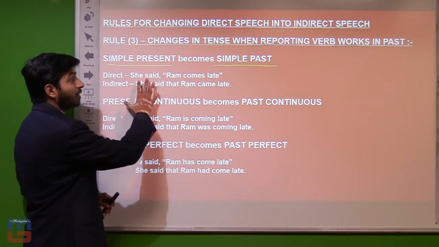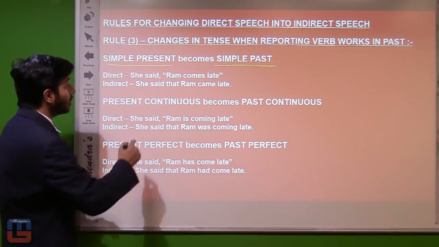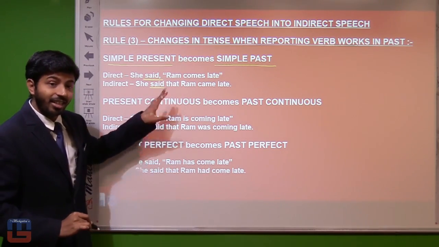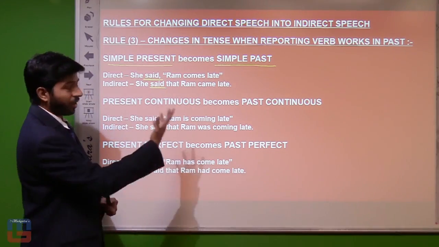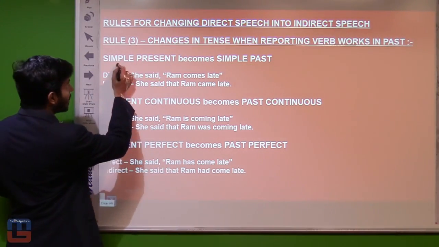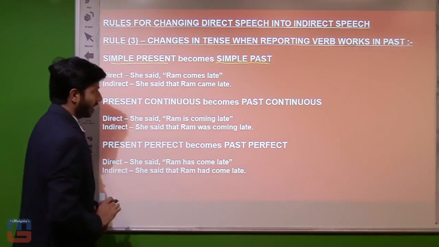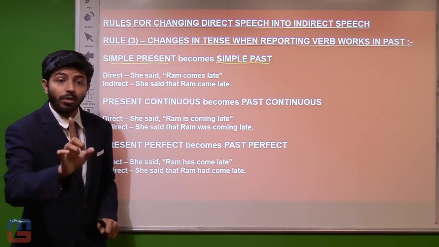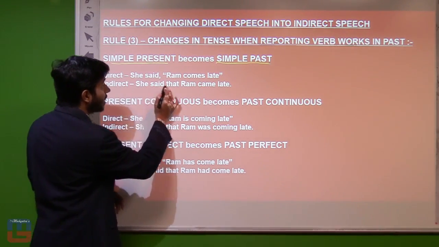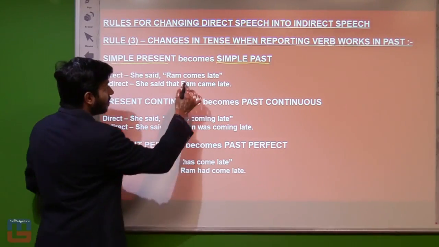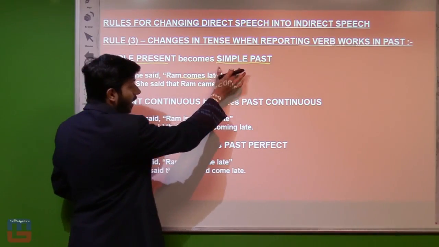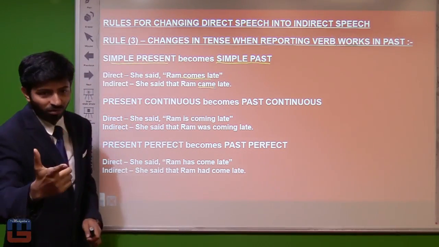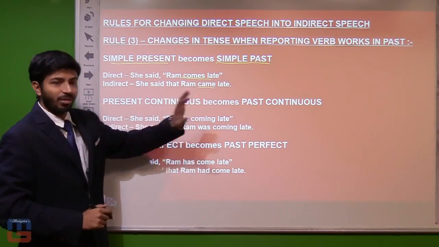When such types of changes occur, when your reporting verb is in past, like "said", then we change accordingly. So just have a look. Simple present becomes simple past. She said, "Ram comes late." This is an example of simple present. In indirect speech: She said that Ram came late. Comes is simple present, and simple present becomes simple past, because simple past is the second form of the verb. Therefore: she said that Ram came late.